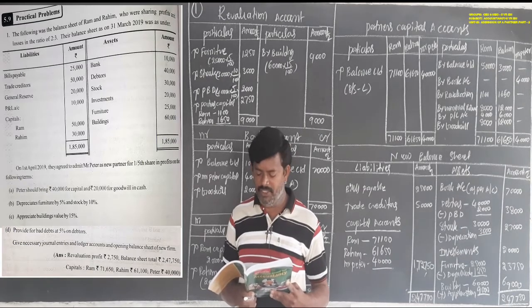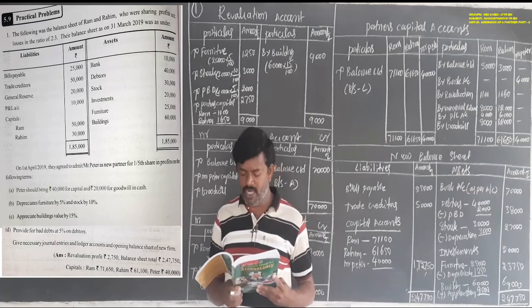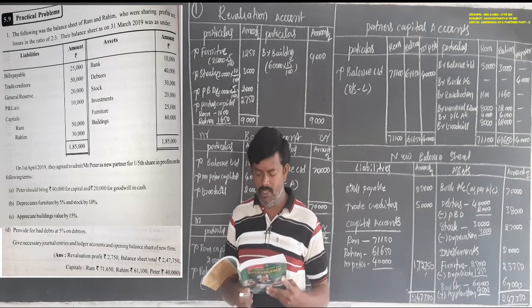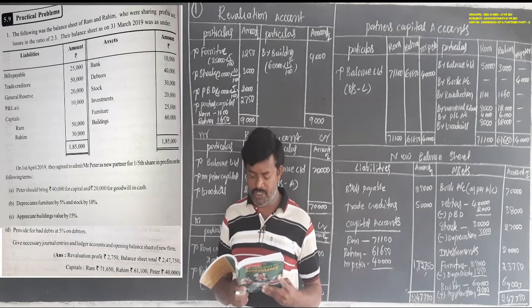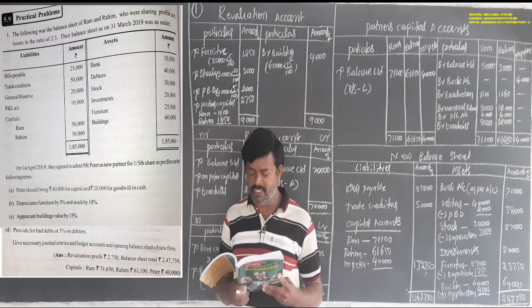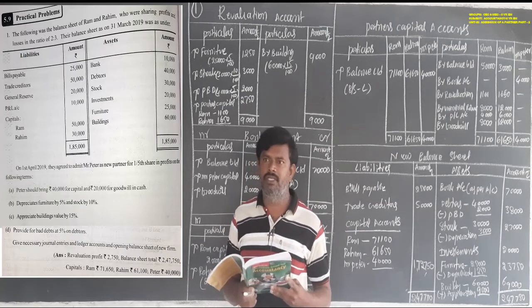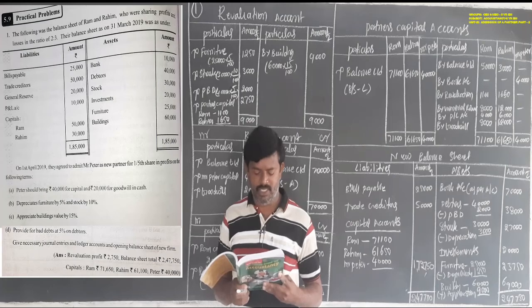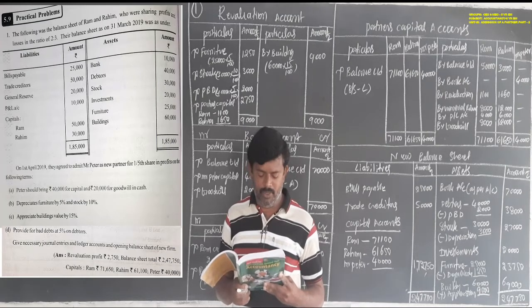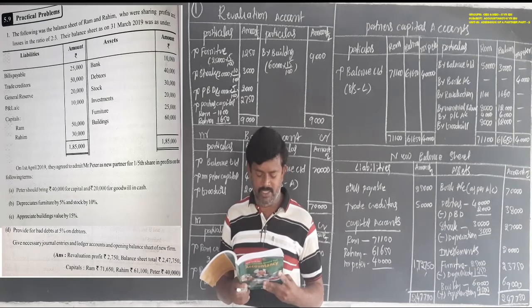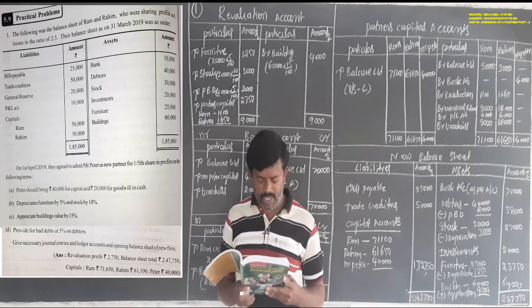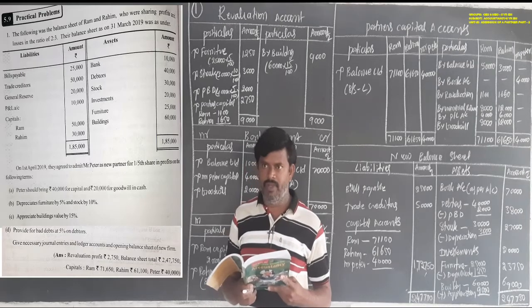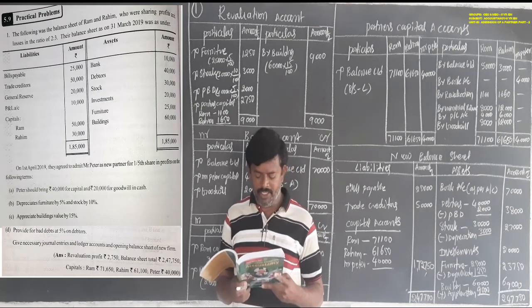Next, their balance sheet on 31st March 2019 was as under. Bank balance 10,000 rupees, debtors 40,000, stock 30,000, investment 20,000, furniture 25,000, building 60,000. This is the balance sheet and the values of assets. In the same way, bills payable, trade creditors, general reserves, P&L account, and capital accounts of the old partners. Next, see the adjustments.